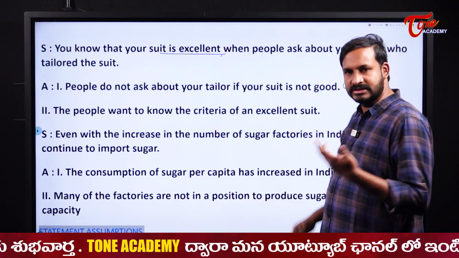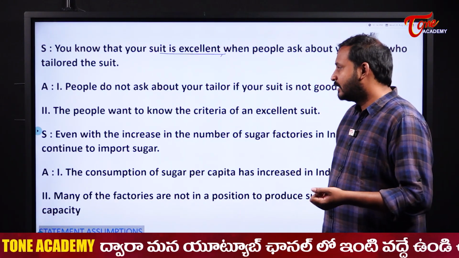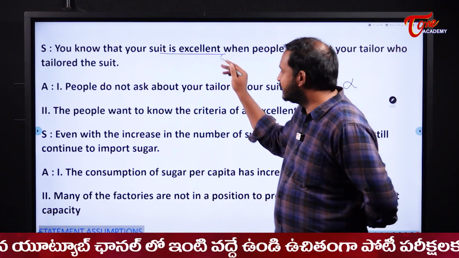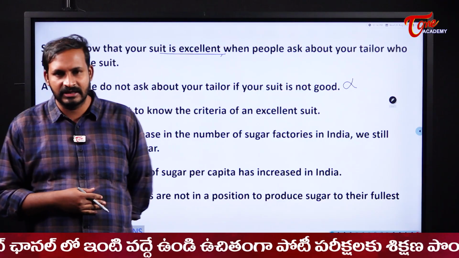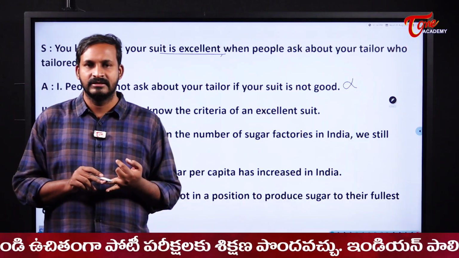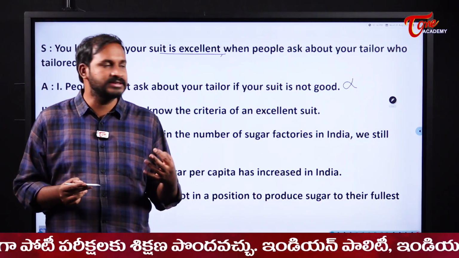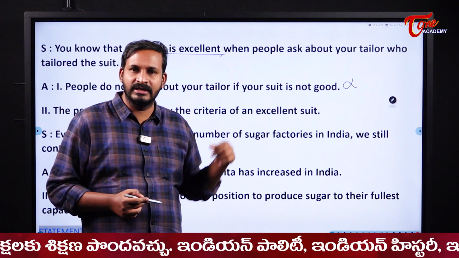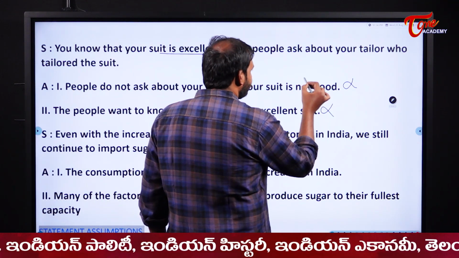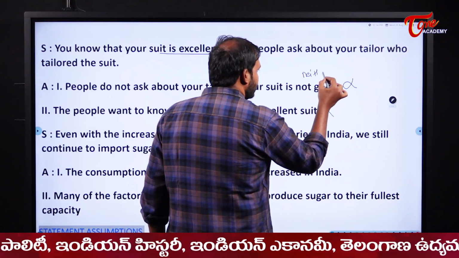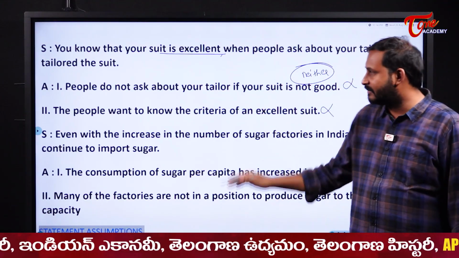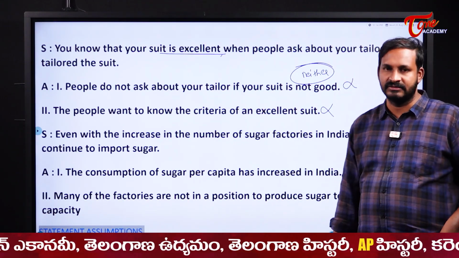People may or may not ask. "Still, the people want to know the criteria of an excellent suit." See, do they mention anything about the criteria of the excellent suit here? That means on what criteria, whether it is based on the color or design or the pattern of stitching, whatever it is. Anywhere in the statement do they mention it? Here, no, right? So this one is also not implicit. Neither is implicit for us here. Nowhere in the statement do they mention the criteria.